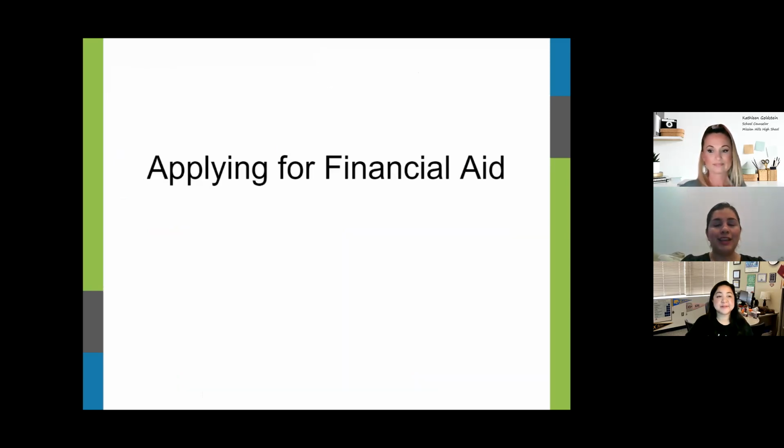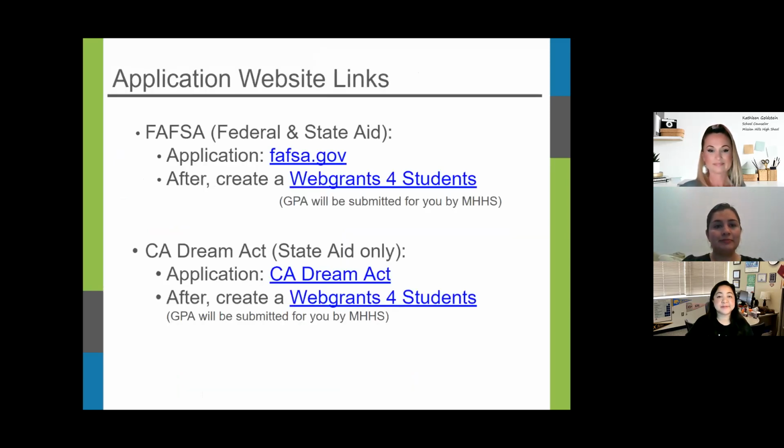Okay, applying for financial aid. Application links: we have the FAFSA application and the DREAM Act application link. When it's time for you to start your application, you can click on these and it will take you to the website. After you have applied for the FAFSA and the DREAM Act, there is a website called Web Grants for Students. We want your student to make an account on this website.